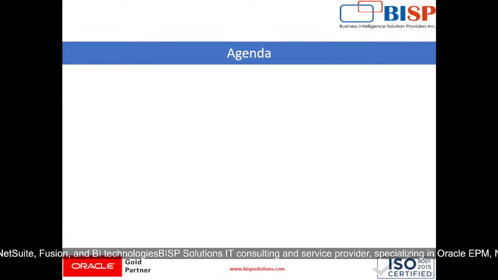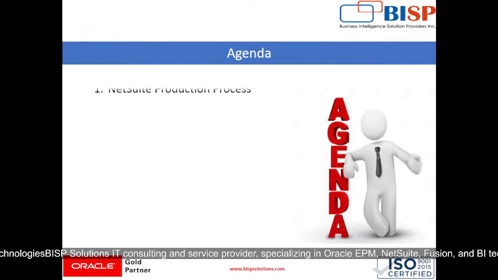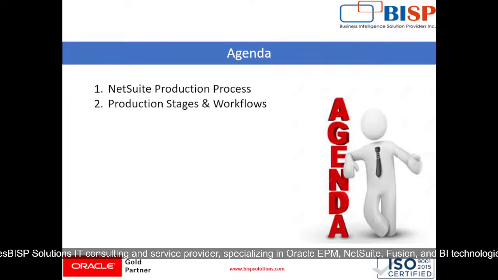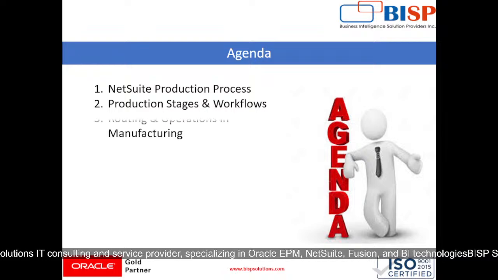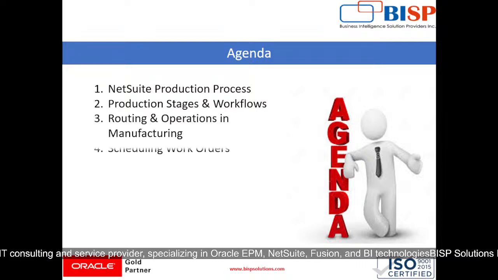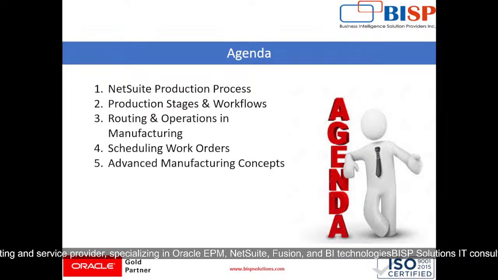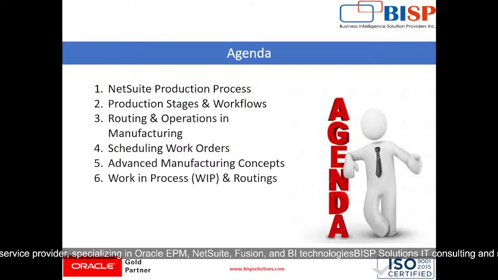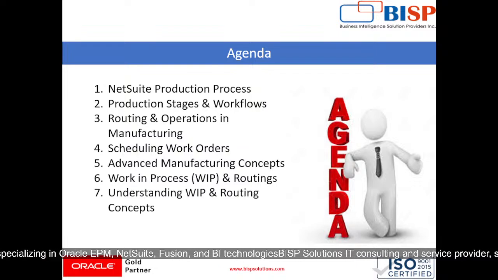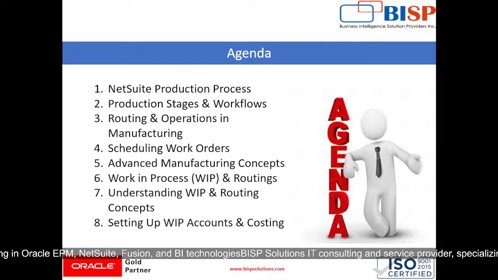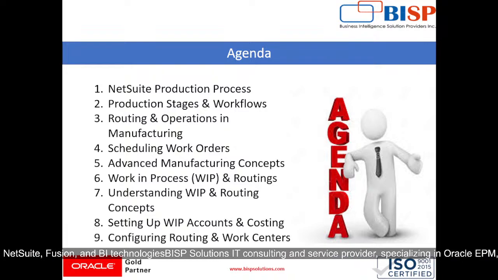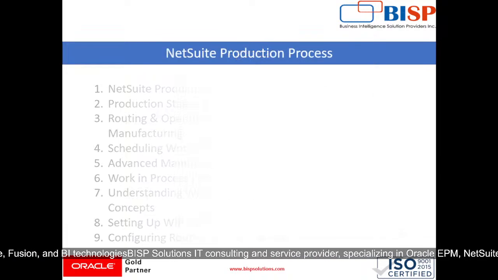So this is what we have learned in our previous session. Now we will be understanding the NetSuite production process, production stages and workflows, routing and operations in manufacturing, scheduling work orders, advanced manufacturing concepts, work in process (WIP) and routings, understanding WIP and routing concepts, setting up WIP accounts and costing, and configuring routing and work centers.